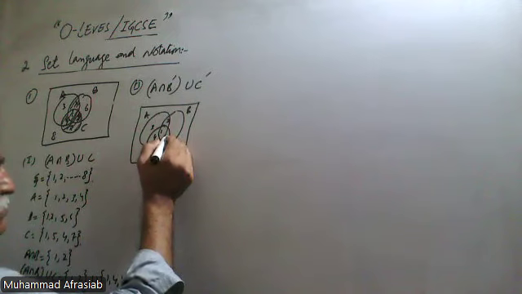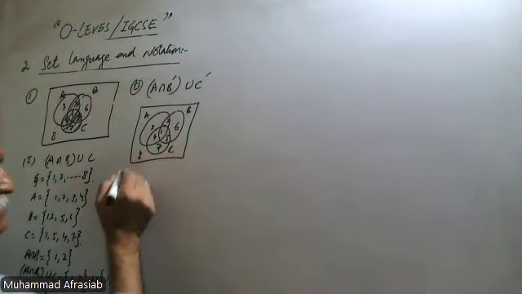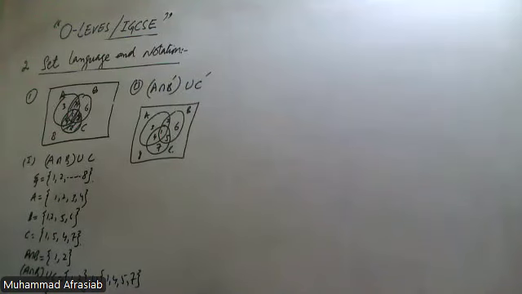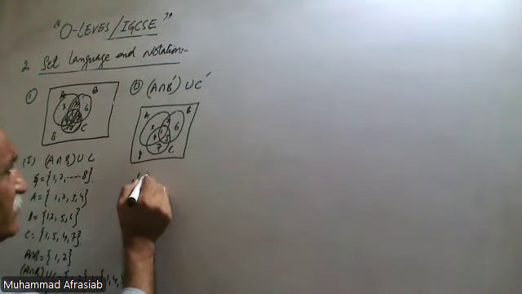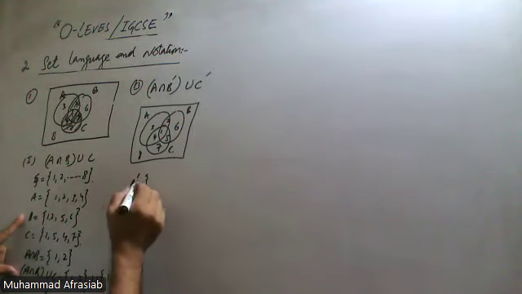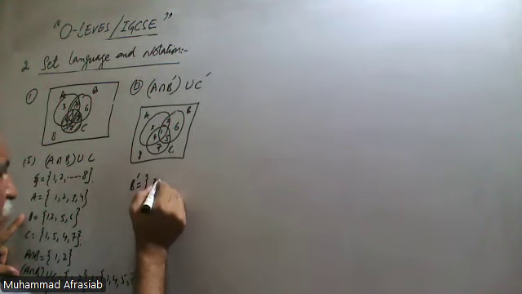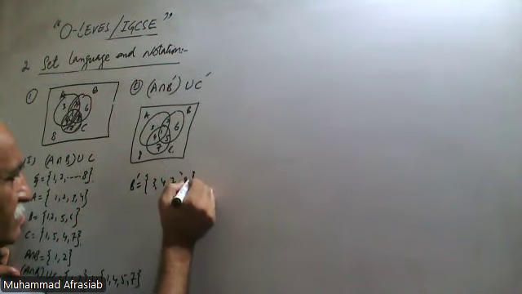5, 6, 7, and 8. These are the numbers we have assigned, according to this figure. Now, A intersection B complement. First of all, B complement is basically everything except the elements of B. B is basically 1, 2, 5, 6. So it should be equal to 3, 4, 7, and 8.